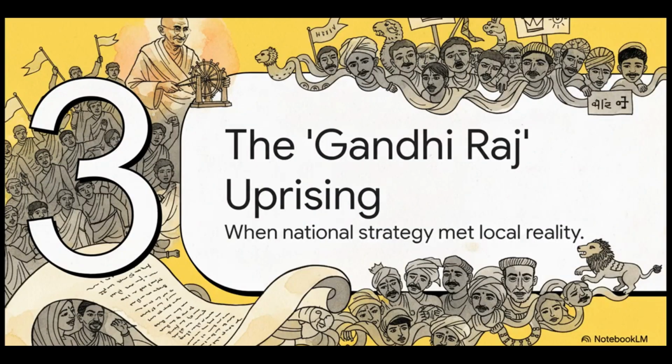So, with these local wins in his pocket, Gandhi was ready to go big with the non-cooperation movement in 1920. But here's where things get really interesting. The message that was sent out by the leadership was not always the message that people on the ground heard. This idea of a coming Gandhi Raj, or Gandhi's rule, well, it took on a life of its own.